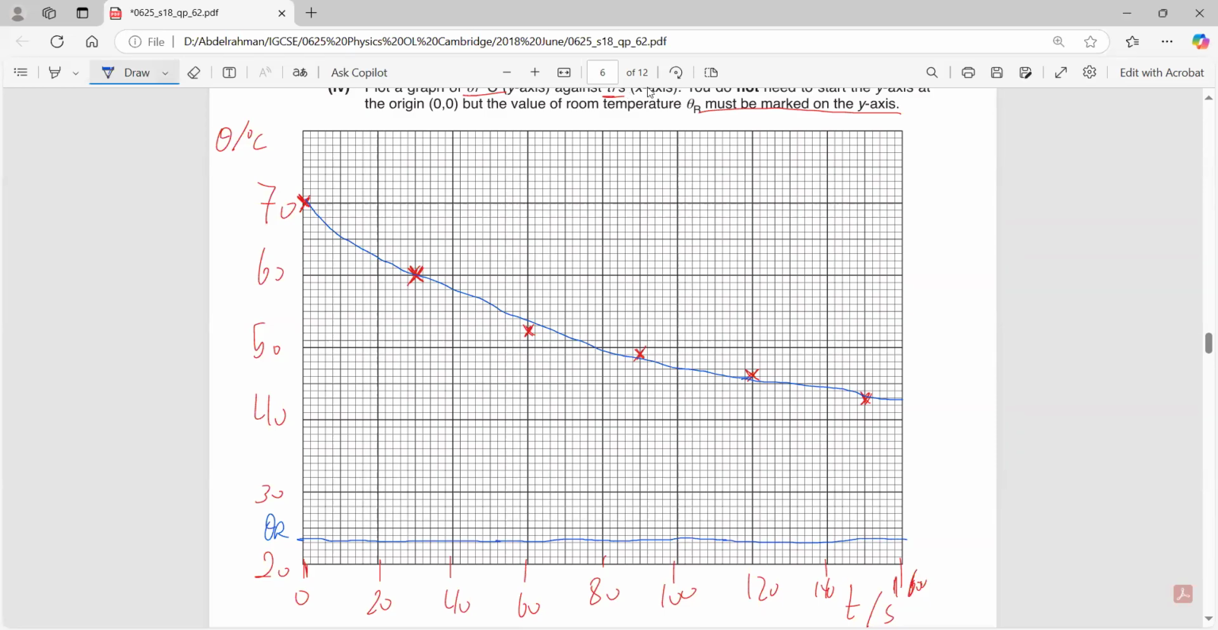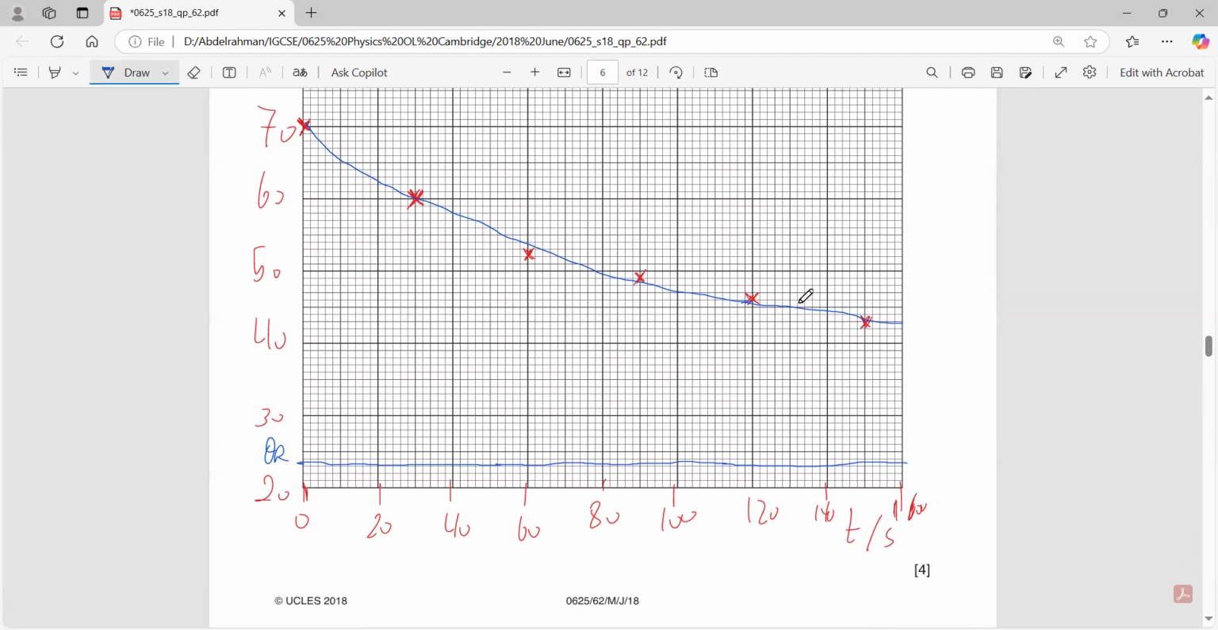It's quite obvious that the curve is bending towards the theta r, towards the room temperature. And this is the whole point of the rate of cooling experiment.